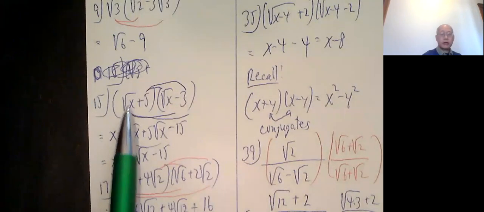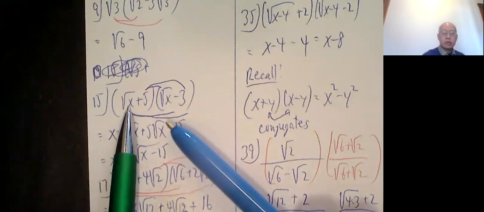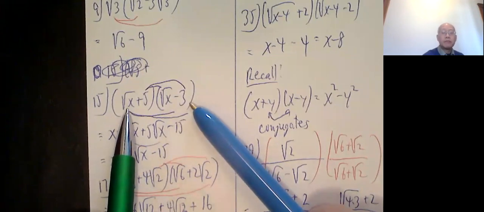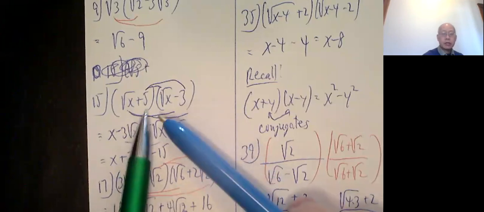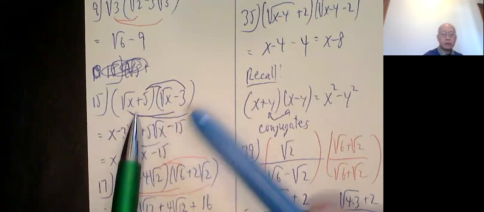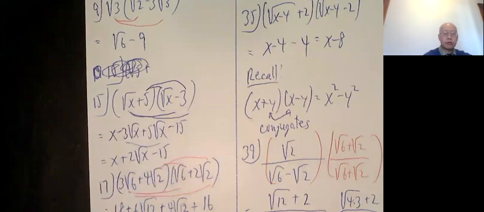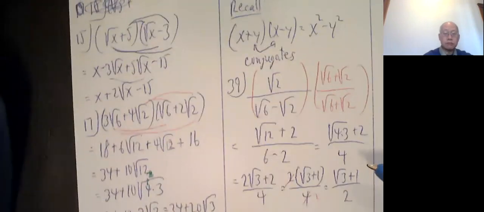Okay, 15 is a variation of FOIL, first, outer, inner, last. So first, square root of x times another square root of x is just x. Outer, minus 3 radical x. Inner, plus 5 radical x. Last, minus 15. These two combine, so final answer, x plus 2 radical x minus 15.